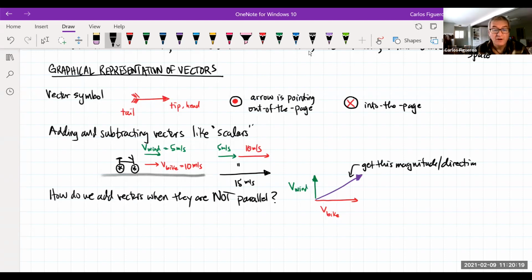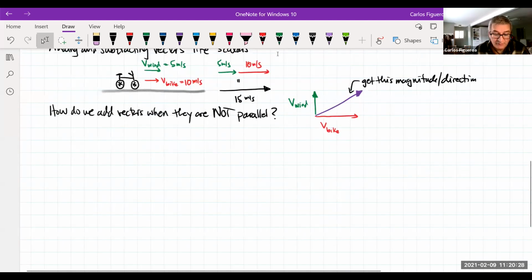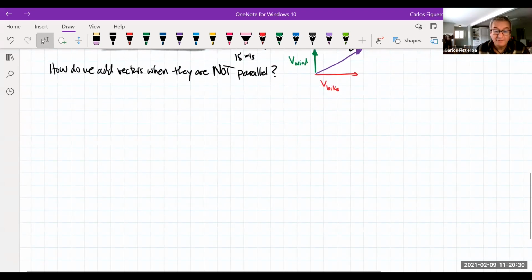And that's where we end up with a new rule. This parallel thing doesn't work anymore. And so what we want to do here is talk about the parallelogram rule. And it's the parallelogram rule that really teaches us how to do that.